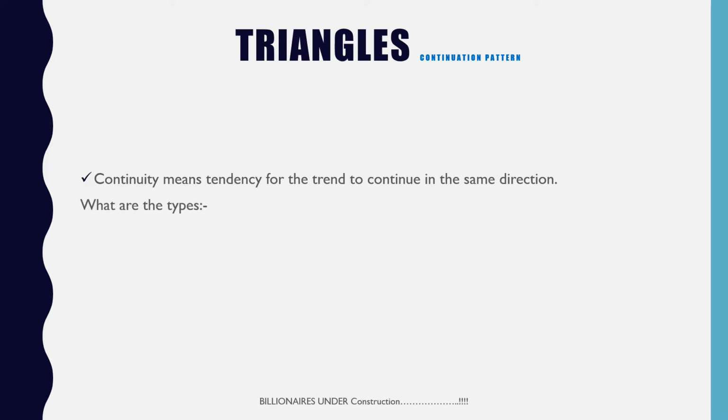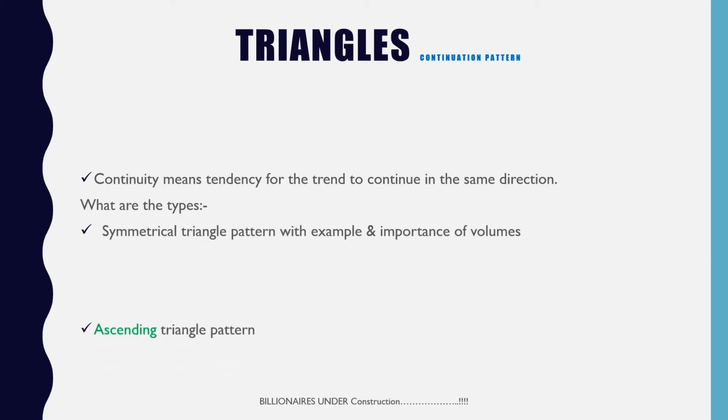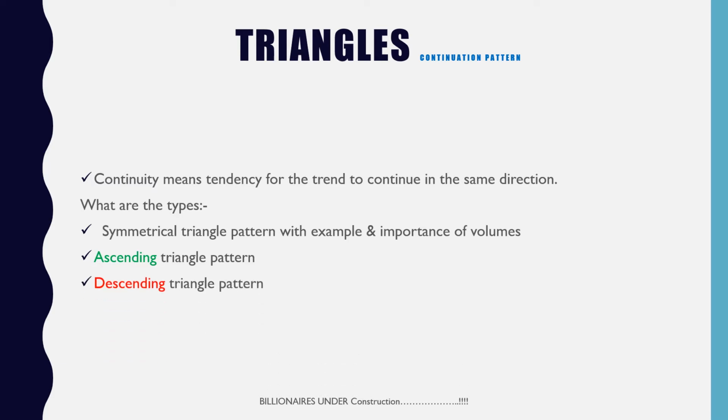And so what are the types? There are in fact a number of triangular formations which can be there on the charts, but the most important ones we will be discussing in this session, and we will also learn how volume plays an important role. The first kind of formation is the symmetrical triangles, the second is ascending triangles, and then descending triangles, and in the end I will tell you about one of the most reliable patterns used by the experts. So let's start one by one.